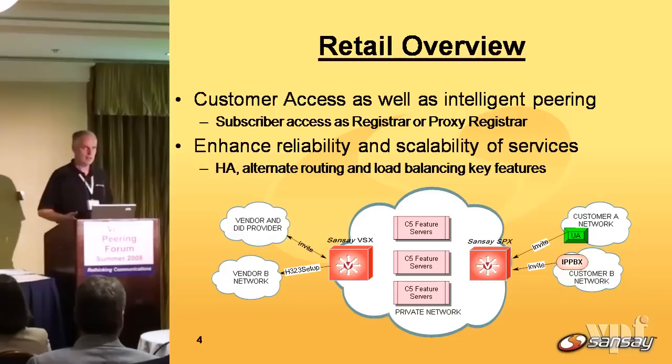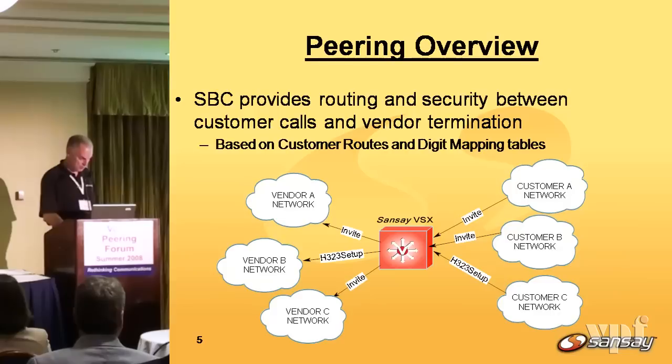As Gary was saying, nobody expects 5.9s, but on the other hand, I don't think anybody will buy an SBC that doesn't have HA. If you can't maintain a call during a failover, you don't even get in the door in most places. In the peering application, I think this is sort of a subset, but there are slightly different requirements from the peering side.